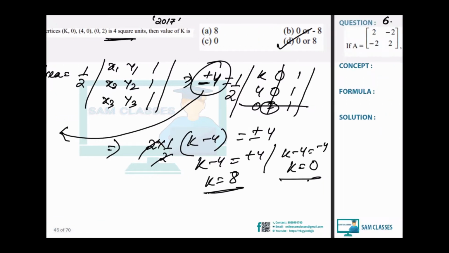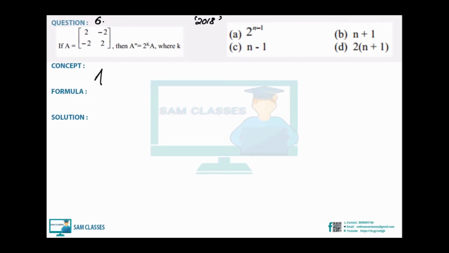Now students, let's see the next question. We have A equal to the matrix 2, minus 2, minus 2, 2, from 2018 paper. So what do you have to do? A power n is equal to 2 power k into A. Now how will we solve this question, students? Okay, a very good question.